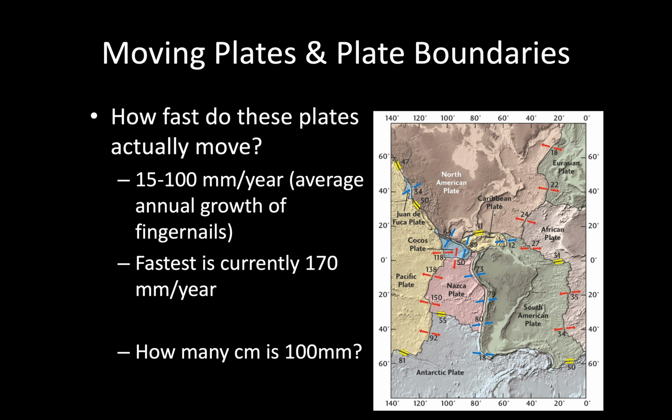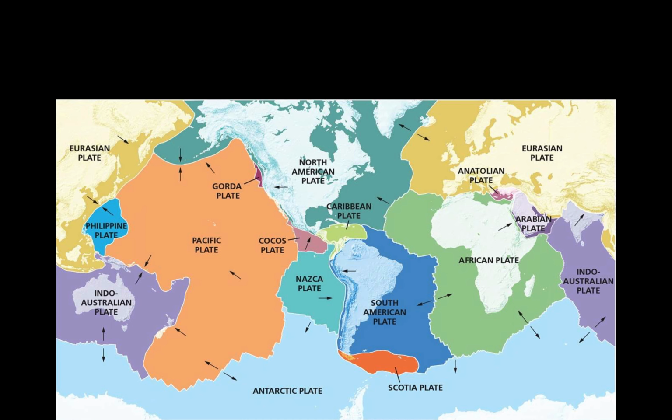Now, how fast do these plates actually move? On average, they move about 30 millimeters, which is 3 centimeters per year. So the average annual growth of fingernails. Some are moving a little bit slower, some are moving a little bit faster. It just depends, okay? But the average is about 3 centimeters, or 30 millimeters. And here's what that looks like, again.